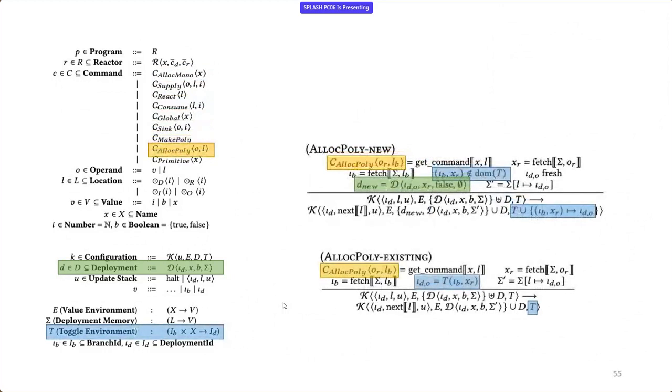And then two other rules, alloc poly new and alloc poly existing. There are two rules needed for specifying the semantics of the alloc poly instruction. The idea here is that we're first going to see, for this branching point in the program and this reactor that we want to deploy, if it doesn't exist already in the toggle environment, we're going to create a new one and store it as well. If it already exists, we're just going to reuse the memory that we've allocated in a previous turn and move on. So in this case, of course, we're not modifying the toggle environment. We're only modifying it if we're allocating a new reactor.